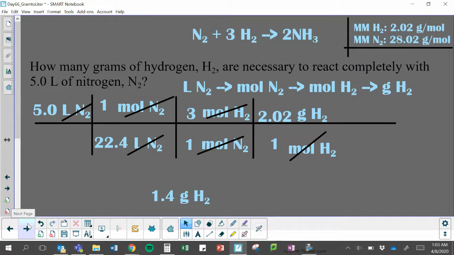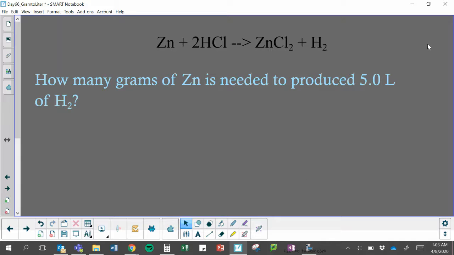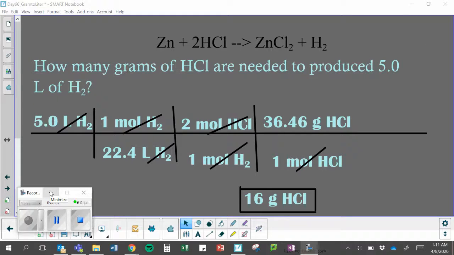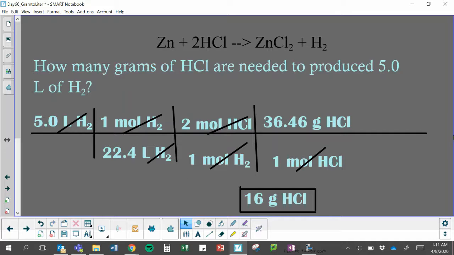So I have 2 problems that you can practice on your own. So try this one out and see. You can pause the video and try it out and see if you get the right answer. Okay, so here is the problem worked out, so you can check your answer and see if you got the correct answer.